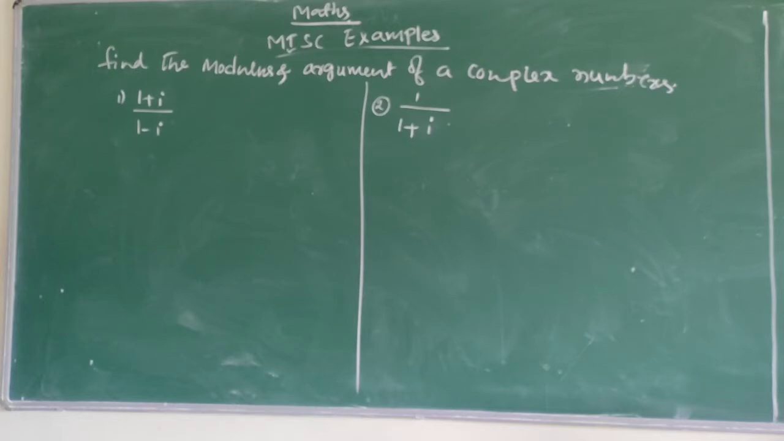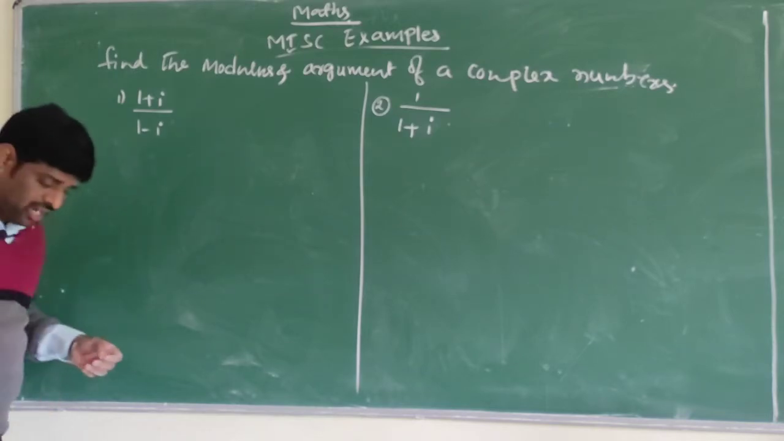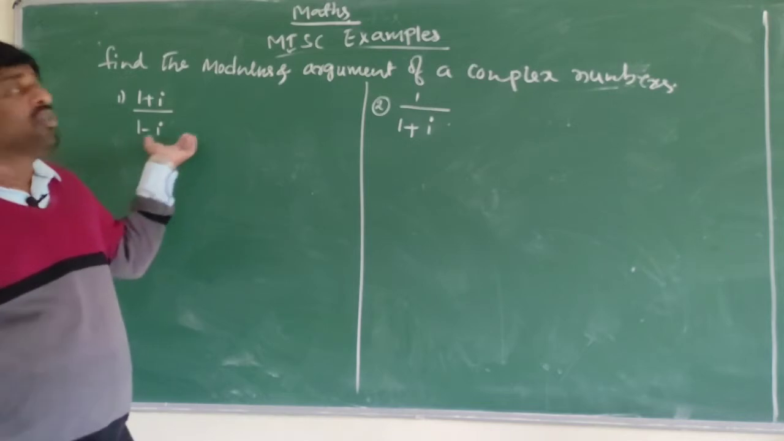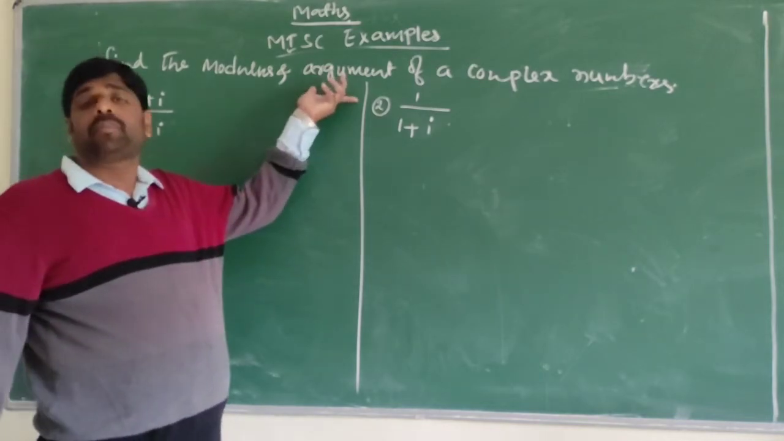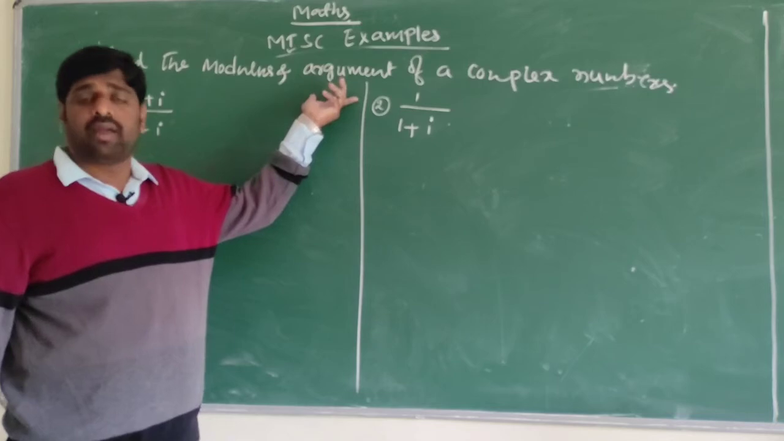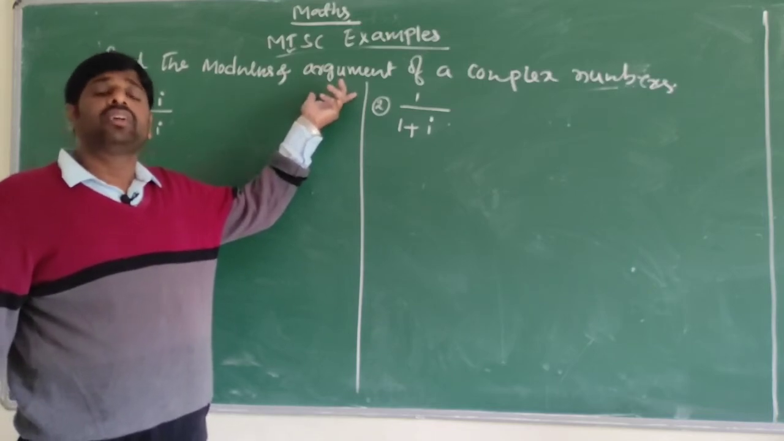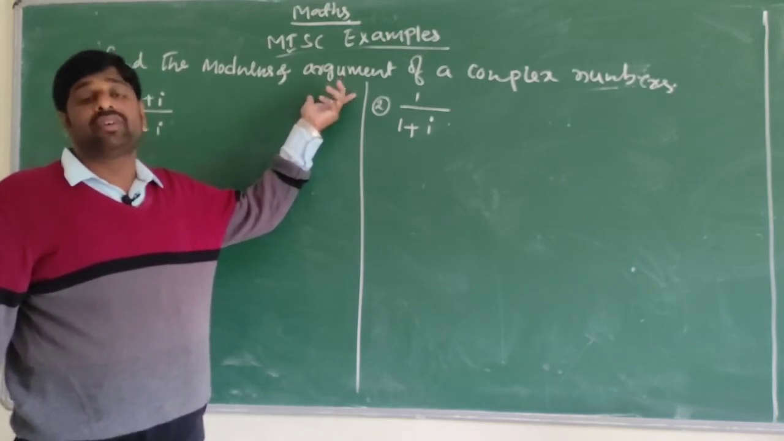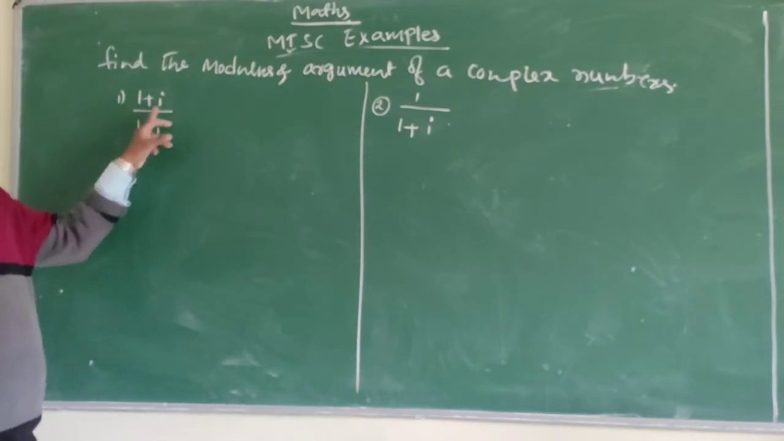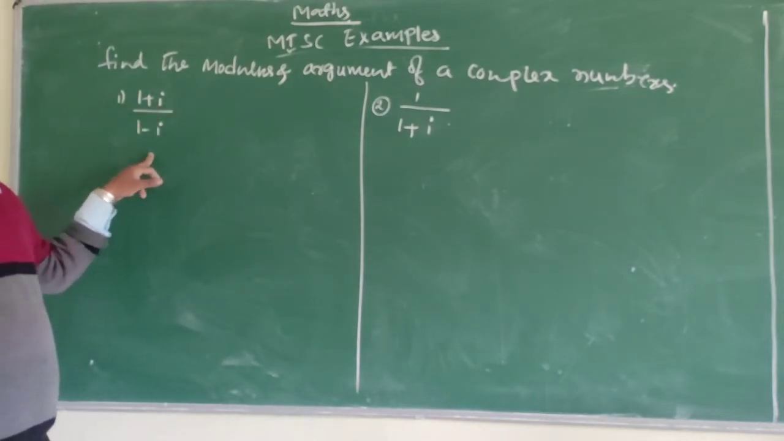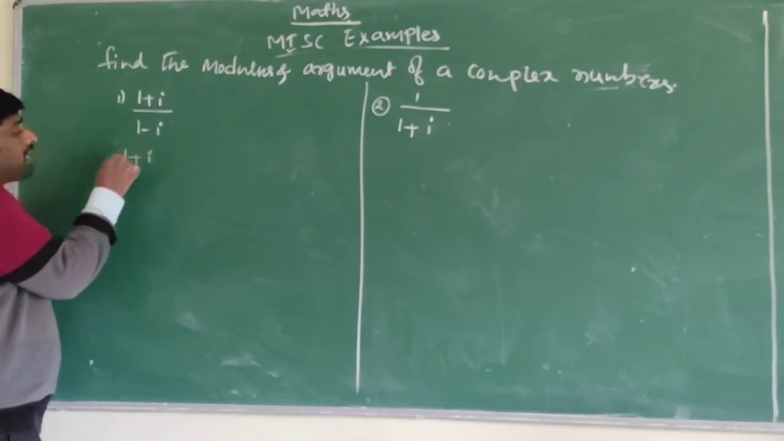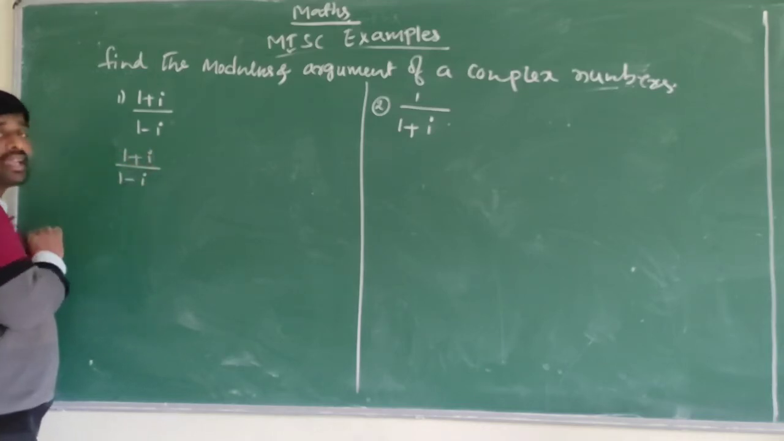Already you know, modulus means you have to find the modulus of this complex number. And argument is nothing but theta, where theta is tan inverse of y by x. So now first here, 1 plus i divided by 1 minus i, we have to find the complex number, that is 1 plus i divided by 1 minus i.